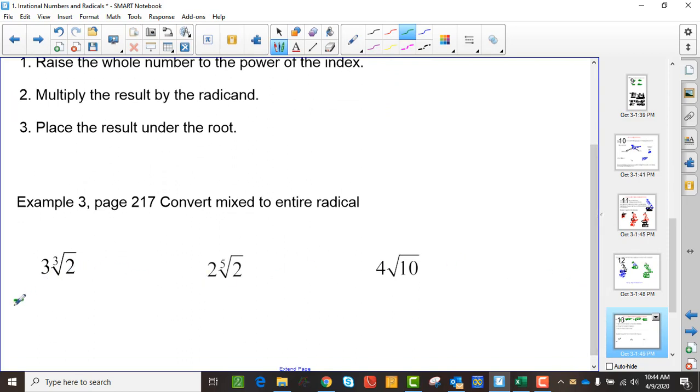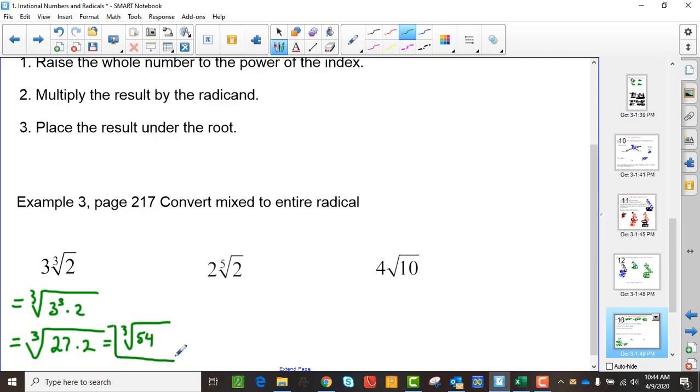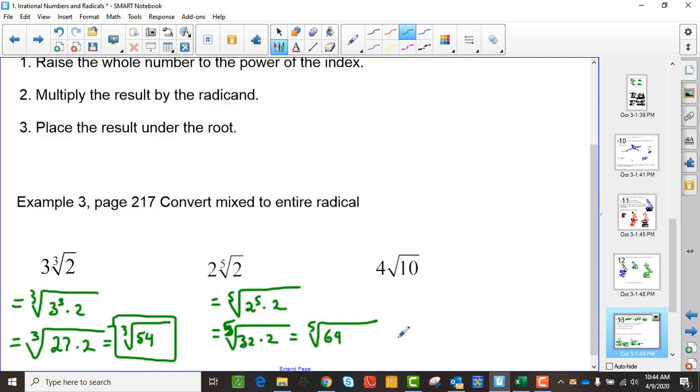So here's a few more examples. We're going to take this cube root, we're going to bring the 3 inside and cube it and multiply it by 2. So you have to know 3 cubed is 27 times 2, and so you end up with a cube root of 54. So that's the entire radical that matches that mixed one. 2 fifth root of 2 becomes the 5th root of 2 to the 5 times 2. 2 to the 5 is 32. Sorry, that's a 5, not a 3. 5th root of 32 times 2. And that becomes the 5th root of 64.